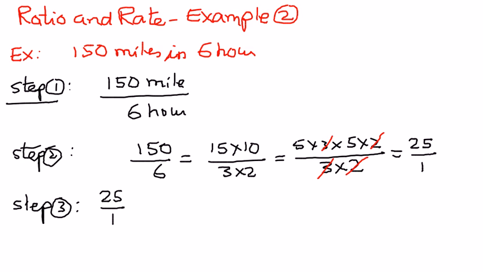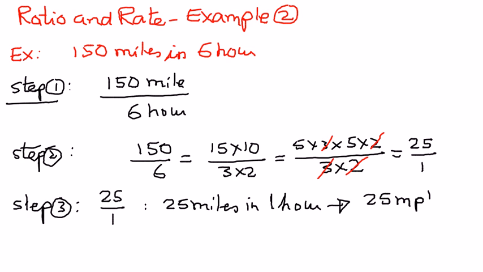So 25 to 1, what this is telling us is that we're traveling 25 miles in 1 hour. We can also express the same thing as 25 mph. We are all familiar with this term, mph. That means miles per hour.